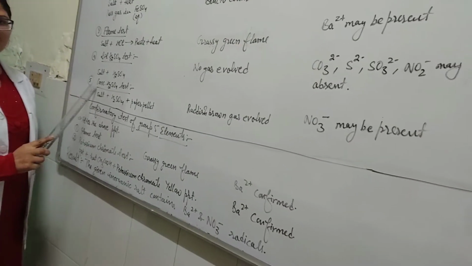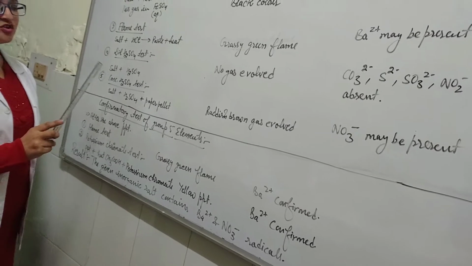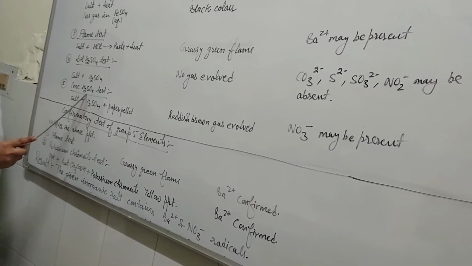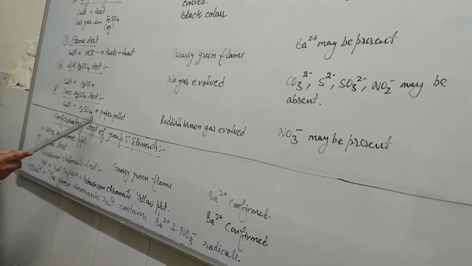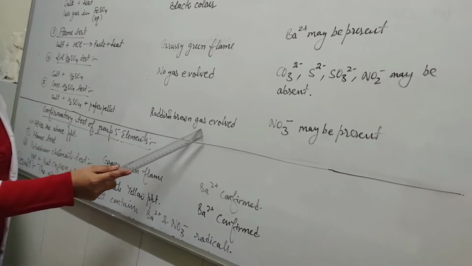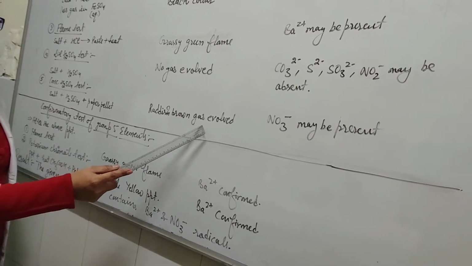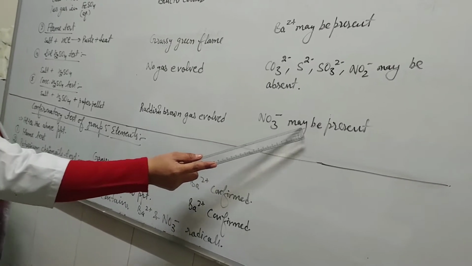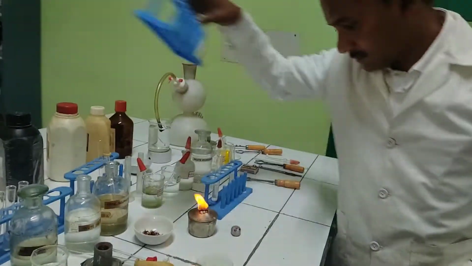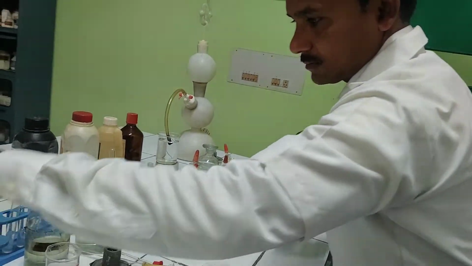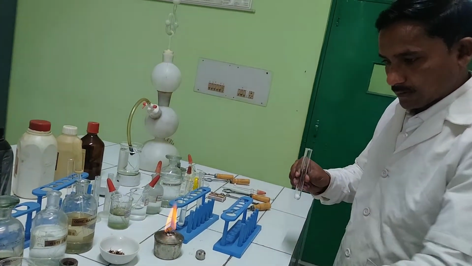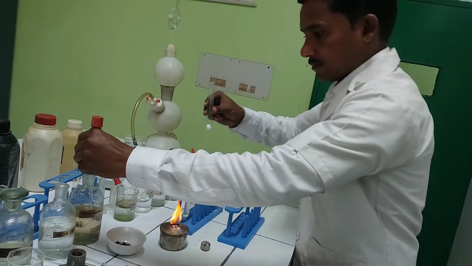Now in the second test, we will take the same salt in the test tube. Now we will add concentrated sulfuric acid and a few paper pellets. Now it will show a reddish brown gas. If it shows reddish brown gas, it means nitrate may be present. So now we are performing the test here. This is the salt, we have taken it in the test tube. Now we add concentrated sulfuric acid in it.